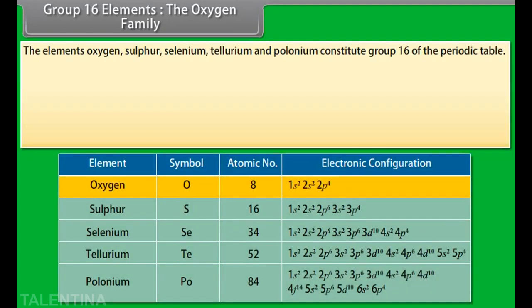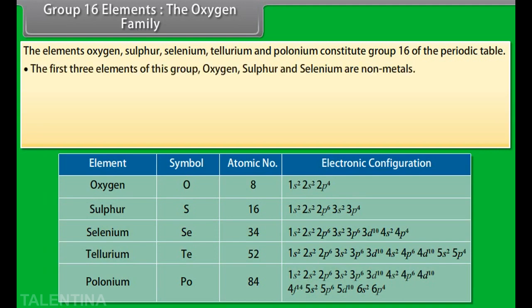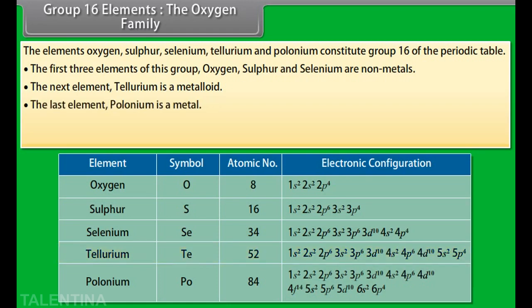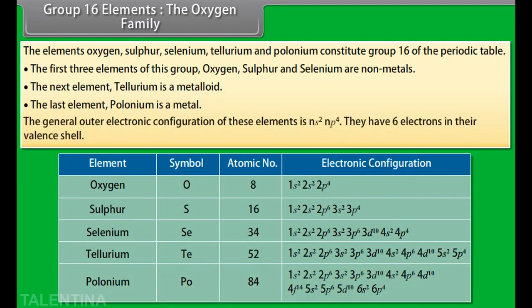The elements oxygen, sulphur, selenium, tellurium and polonium constitute group 16 of the periodic table. The first three elements of this group, oxygen, sulphur and selenium, are non-metals. The next element, tellurium, is a metalloid. The last element, polonium, is a metal. The general outer electronic configuration of these elements is ns2np4. They have 6 electrons in their valence shell.